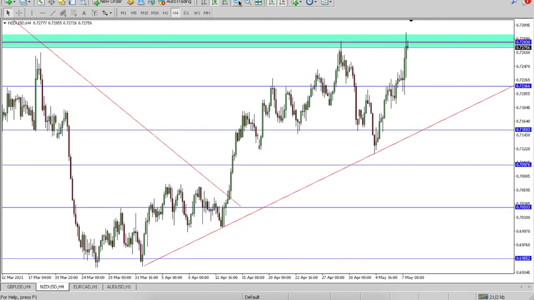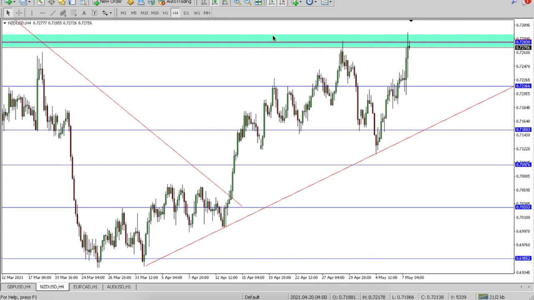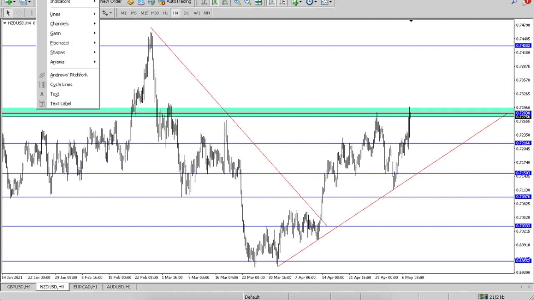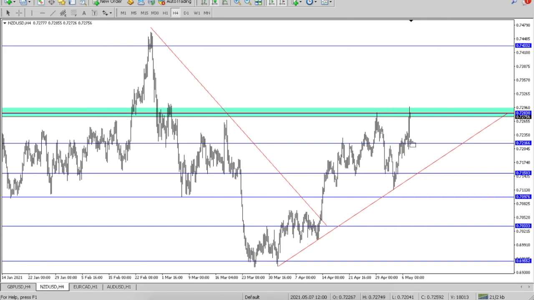After identifying these zones, we have an area where the support meets the rising trend line. So we can anticipate that price can fall and come retest this level here. Then when it retests this level, that's going to be our buy zone.